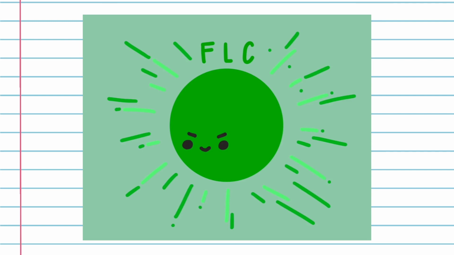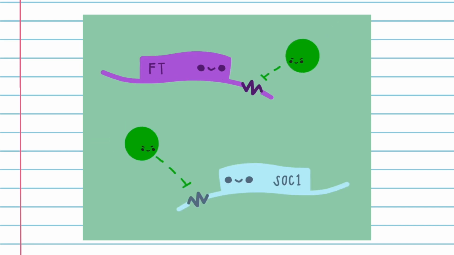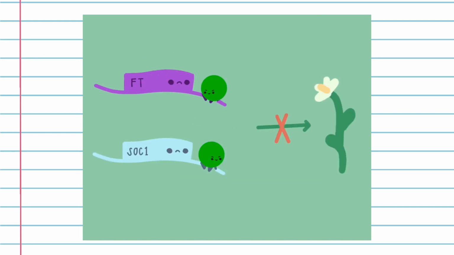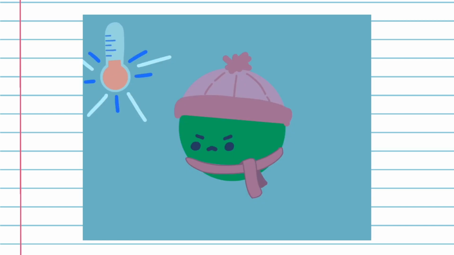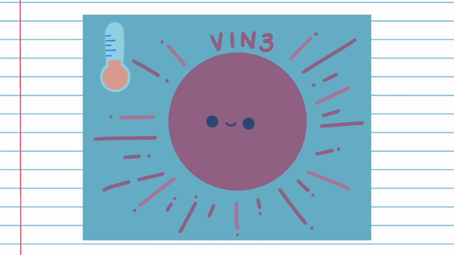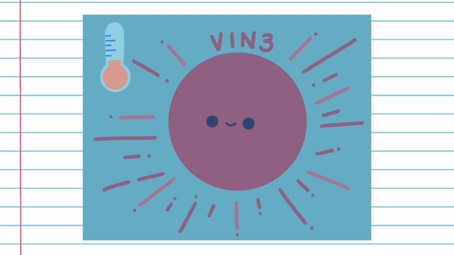This is our FLC protein, and these are FT and SOC1 genes. They help promote flowering. One of FLC's roles is to inhibit the FT and SOC1 genes. When this happens, these genes can no longer promote flowering. However, FLC does not like it when the plant is exposed to the cold. On the other hand, VIN3, a protein involved in vernalization, likes the cold.